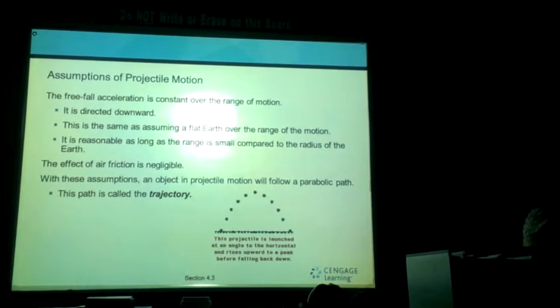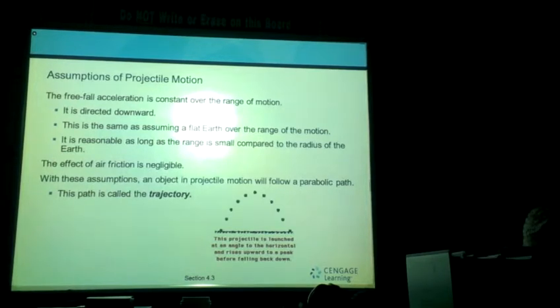So free fall acceleration is going to be constant over the range of motion, and really free fall acceleration should be constant regardless, because we know that free fall means that the only force acting on that object is going to be the force of gravity, which means that its acceleration is going to be 9.80 meters per second squared. We assume that the free fall acceleration, the acceleration due to gravity, is directed downward, which should be a good assumption to us.